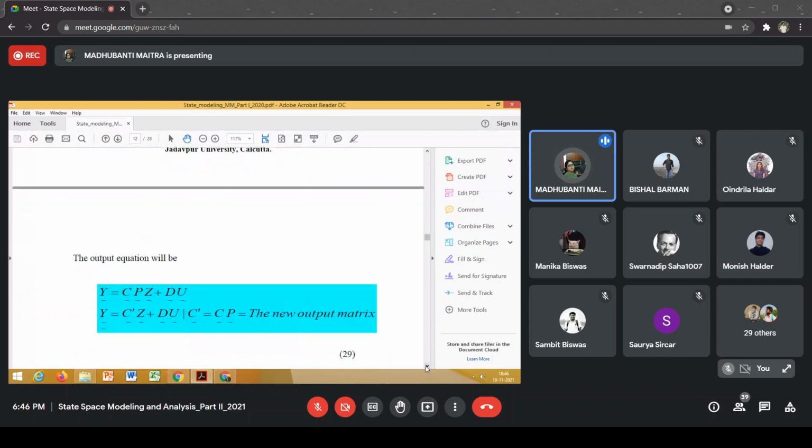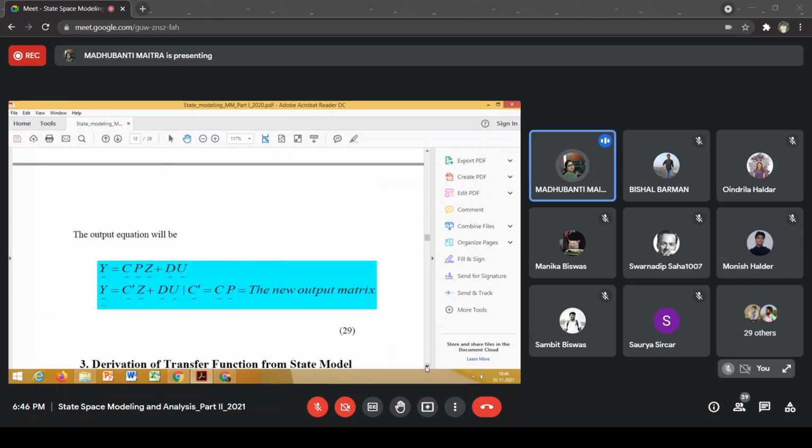The output equation is y is equal to Cx plus Du. In place of x, we'll substitute Pz. So the final output equation will be y is equal to C dashed z plus Du, where C dashed is equal to C into P, the new output matrix.